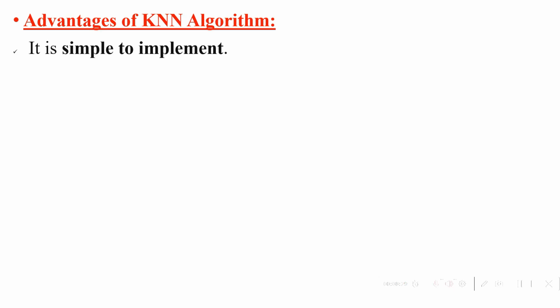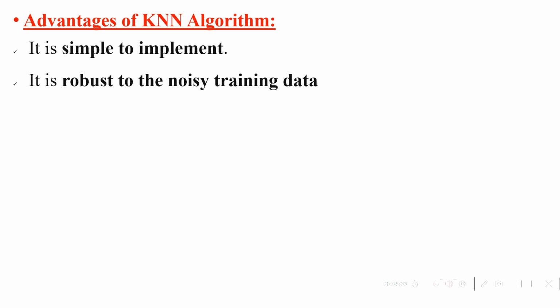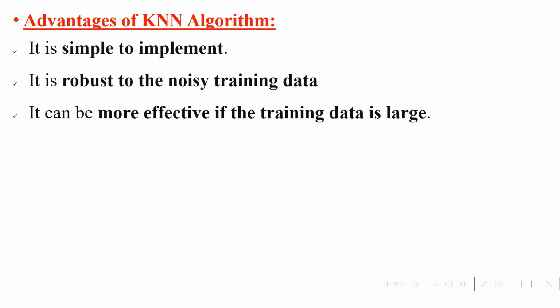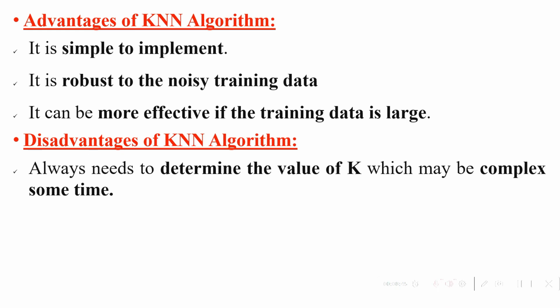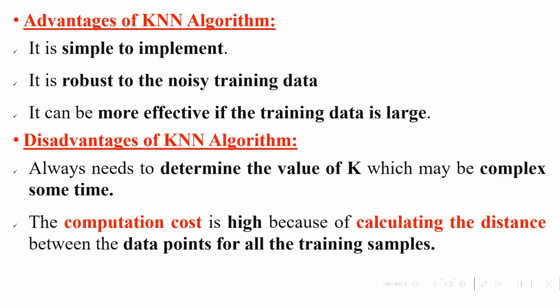Now, what are the advantages of the KNN algorithm? It is simple to implement. It is robust to noisy training data, and it can be more effective if the training data is large. What are the disadvantages of the KNN algorithm? It always needs to determine the value of k, which may sometimes be complex, and the computation cost is very high because of calculating the distance between the data points for all the training examples.